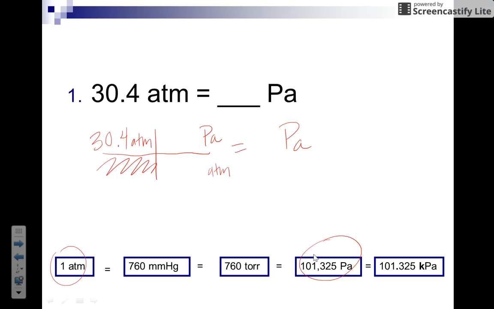According to the pressure equalities, 1 atmosphere, put a 1 beside atmospheres, equals 101,325 pascals. So that goes here, 101,325. So that means that we're going to multiply, because you got them side by side. So 30.4 times 101,325, and we're going to need 3 sig figs, because remember, all your conversion factors have unlimited sig figs, so don't forget that. They have unlimited sig figs.